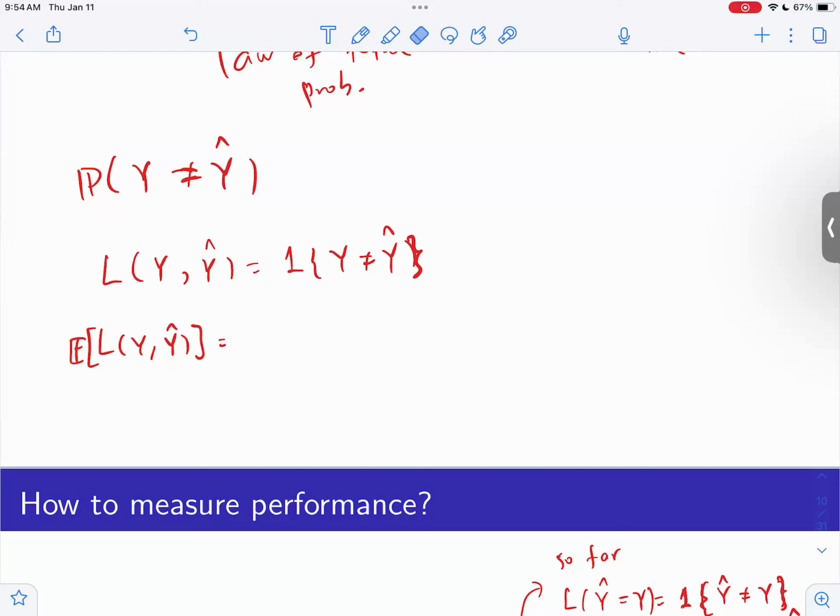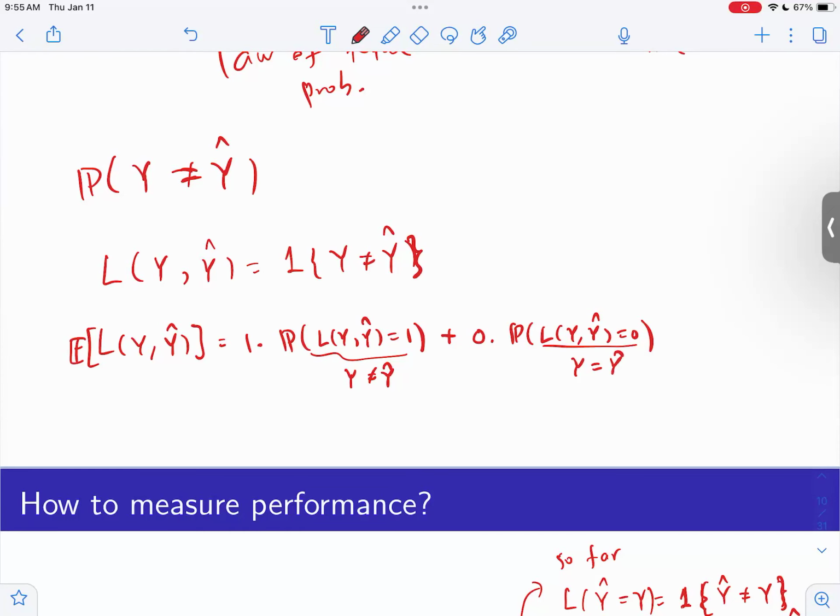1 times the probability that y is not equal to y hat. Right. So 1 times the probability that this loss is equal to 1, which is just y not equal to y hat, plus 0 times the probability that L of y and y hat is equal to 0, which is just y equal to y hat. But this part is 0, definitely. So you get that the expectation of this loss is really the probability of error. Generally, the expectation of an indicator variable is the probability that it takes value 1.